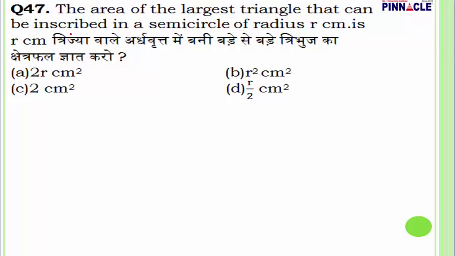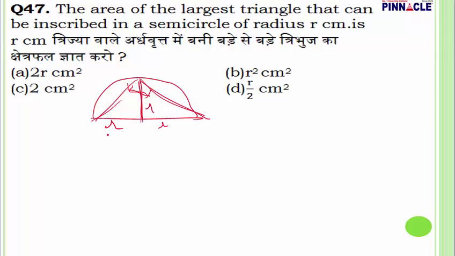Area of the largest triangle that can be inscribed in a semicircle of radius r centimeter is? This is a semicircle. And the largest triangle in this would be a right angle triangle, obviously. Here you can say this is radius, this is also radius, this is also radius. And you must know a very important formula here: in a semicircle, the largest triangle can be drawn and the area of that triangle would be equal to r square. And if it is a complete circle and there is a square inside that, the area of the largest square would be equal to 2r square. So here we are looking for r square. Answer is B.